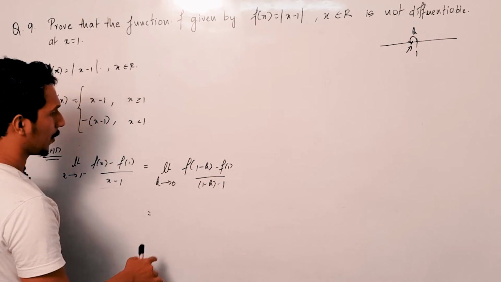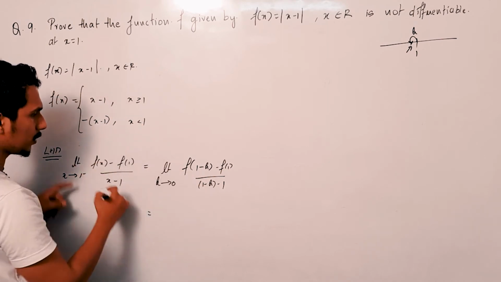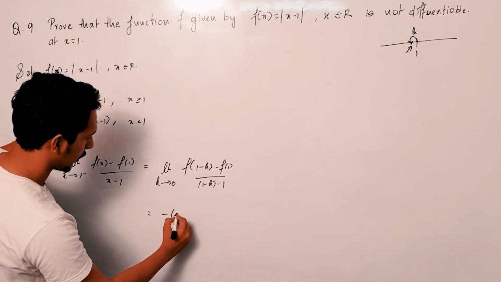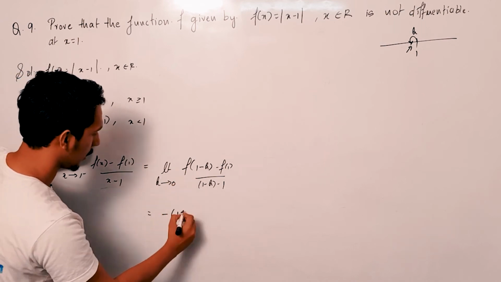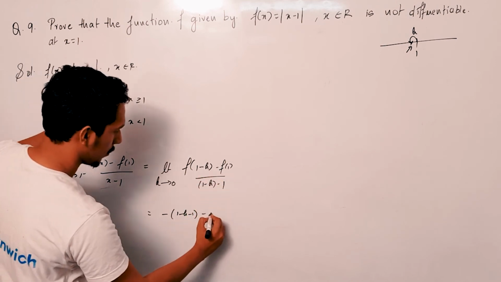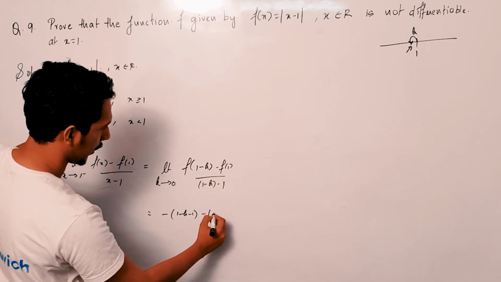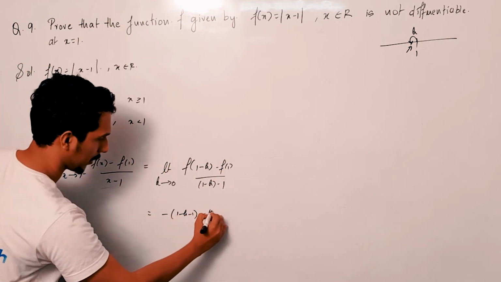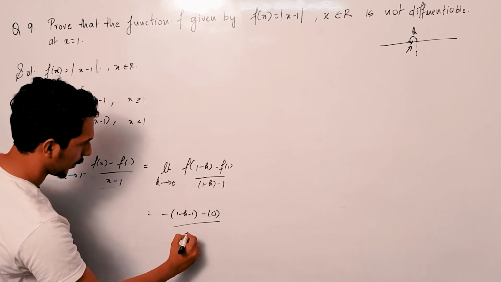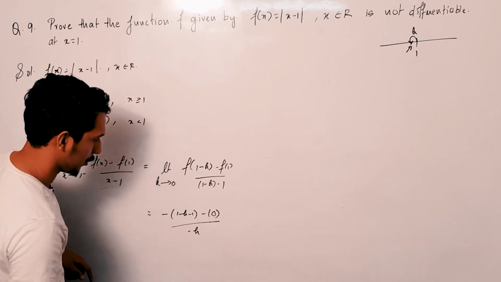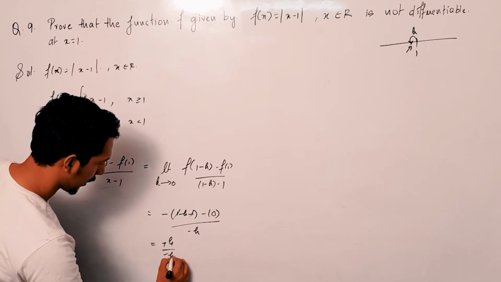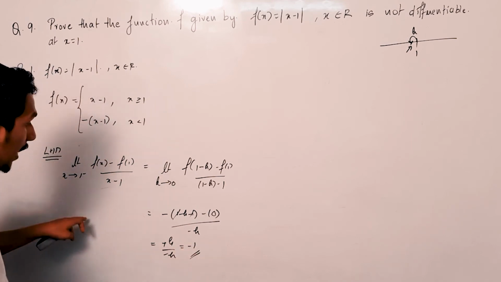Okay, so when x is less than 1, what is the function you have? You have minus of x minus 1, and in place of x, you have 1 minus h. So minus of 1 minus h minus 1, minus f of 1. What is f of 1? f of 1 is x minus 1, that is 1 minus 1, 0. Whole divided by 1 minus h minus 1. 1 and 1 cancel, you have minus h. So here 1 cancels, and you have positive h divided by negative h. Your answer is minus 1. That is your left hand derivative.